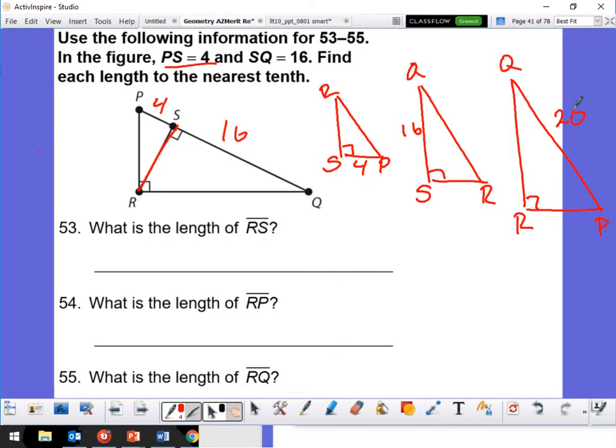Now, RS is in both triangles, isn't it? And I'm trying to find RS. So I'm going to put a variable right there. I'm going to call that X, and put it in both RS's. Now, I'm going to solve this using cross products. Since there are similar triangles, I could use cross products for this. So let's set it up. X over 16 is equal to 4 over X. Very good.